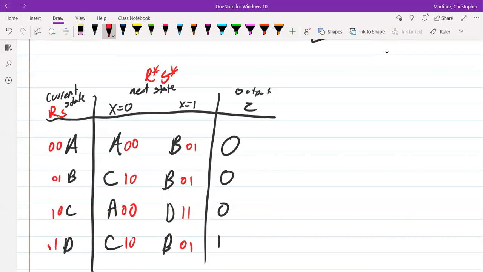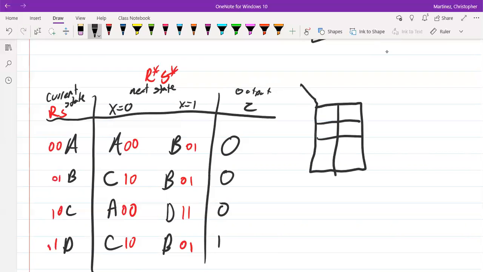Okay, from this setup here, we're going to need to make K-maps. How do I know how many variables I'm going to need to make? Well, you count X, R, and S. So you will need a 3-variable K-map. And we're going to need 2 of these 3-variable K-maps. We are going to need one for R star, which will be our RD input.